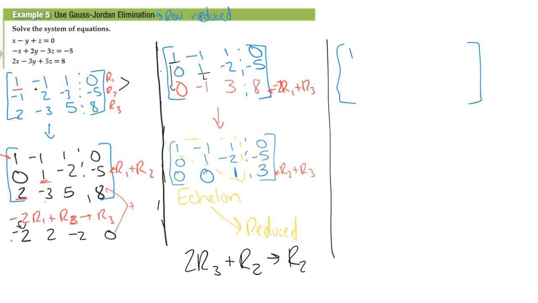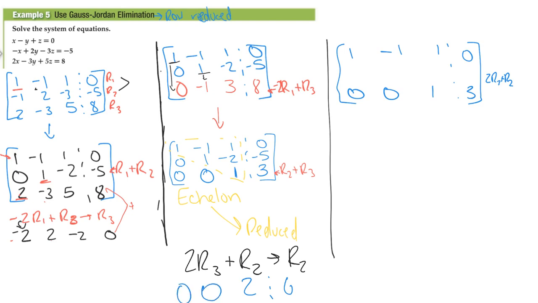My row 1 has not changed. And I'm not working with my row 3. I'm not changing it. The only thing I'm changing in this case is my row 2. So now we're looking at 2 row 3 plus row 2. So that gives me, the only thing that's going to change is in my row 3, it's going to become a 2 and a 6.